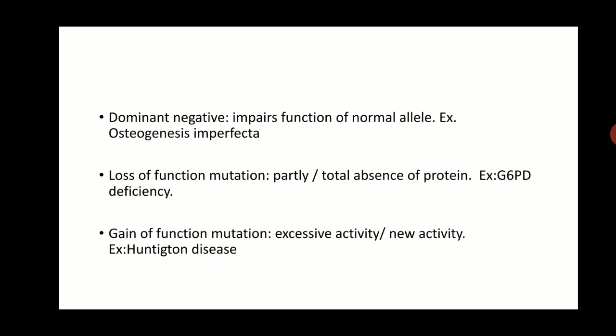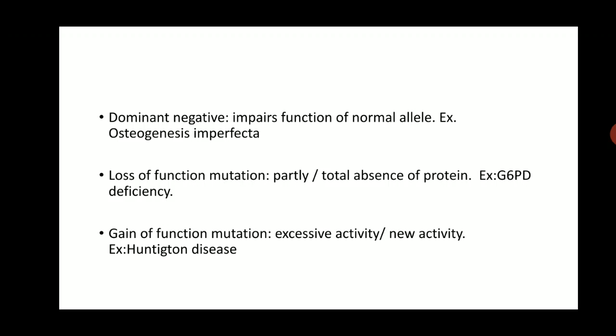Dominant negative. This is a dominant disorder where the product of the gene impairs the function of the product of the normal gene. You know, there are always two alleles for a particular character. If one allele is abnormal and it is dominant and it produces a protein which interferes with the function of the other allele which is normal and a disease is produced, it is known as a dominant negative kind of inheritance. The example being osteogenesis imperfecta.